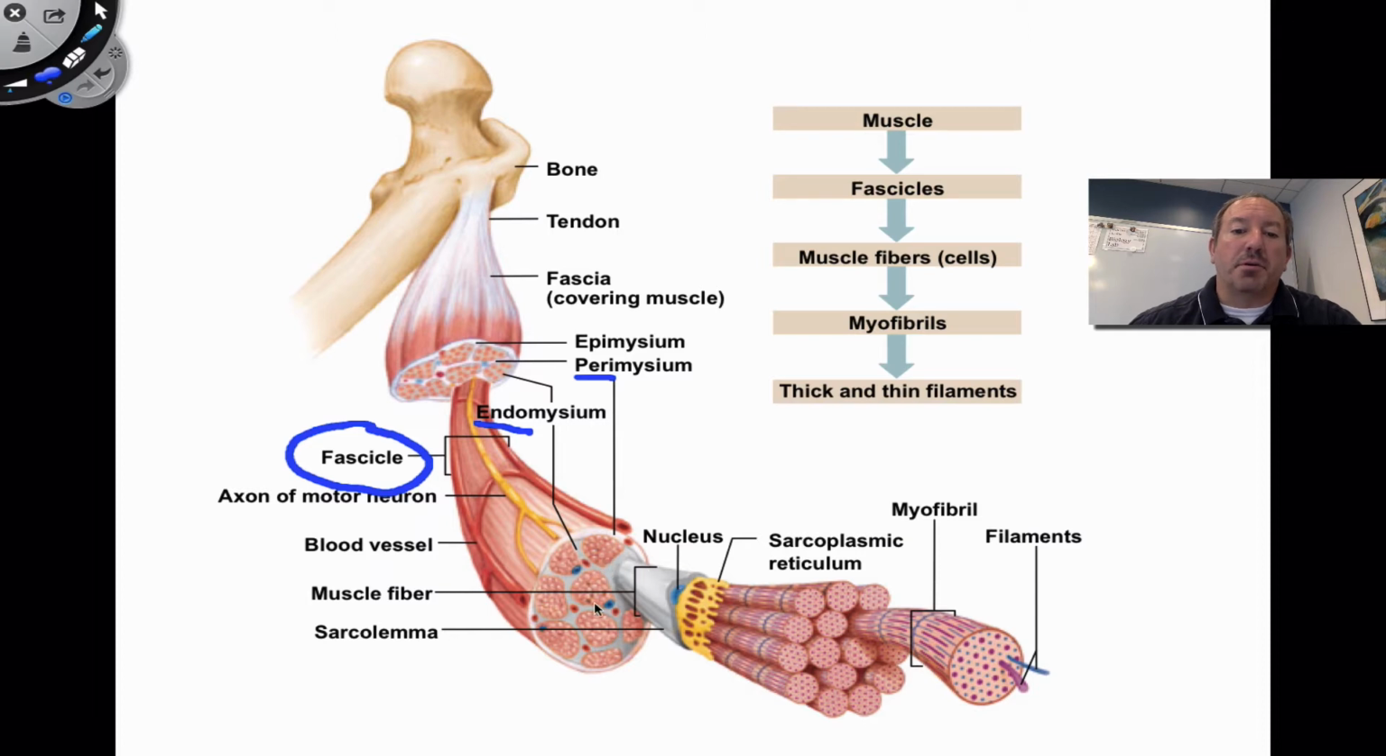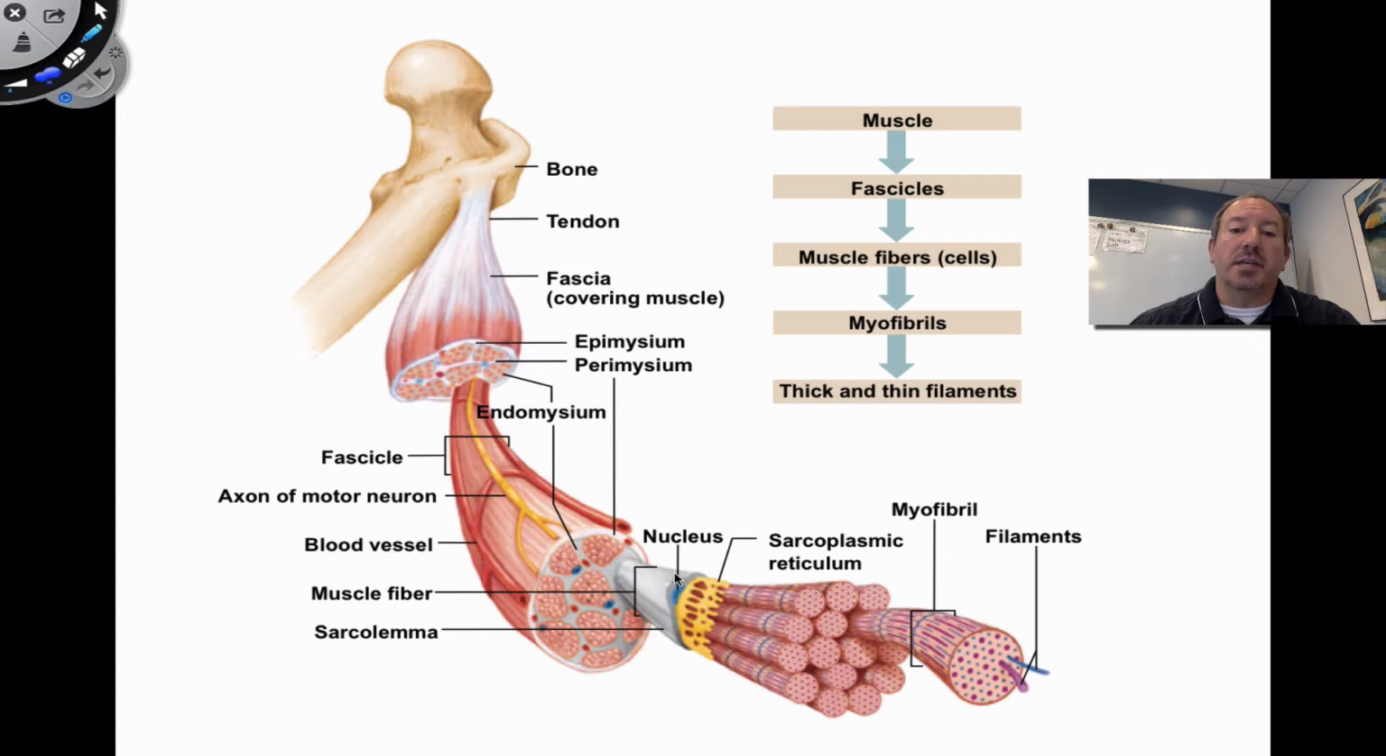So if I were to reach within the fascicle and pull out one of these things, this right here is a muscle cell. Now, it's called a muscle fiber or a myofiber. Myo, the prefix for this, means muscle. So myofiber also means muscle cell. That can be kind of confusing to some students. So this whole thing is a muscle cell.